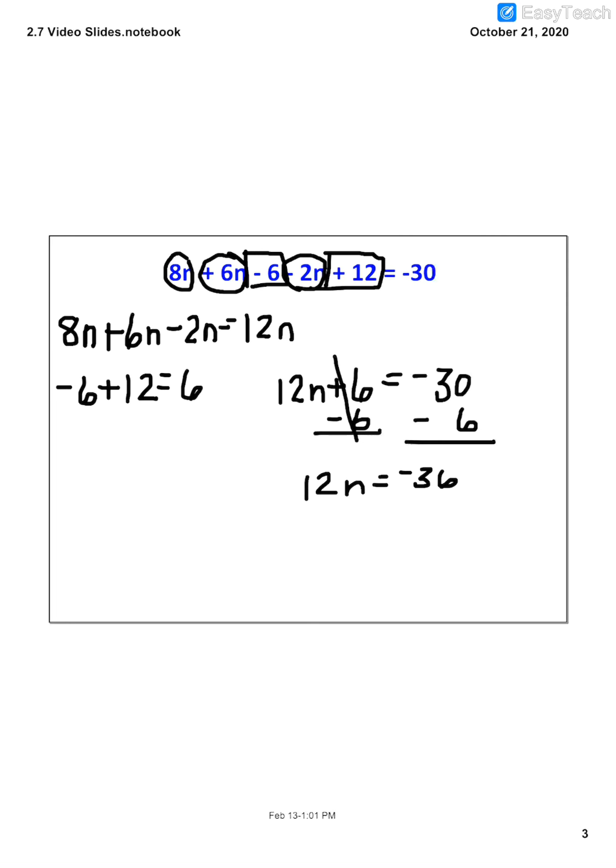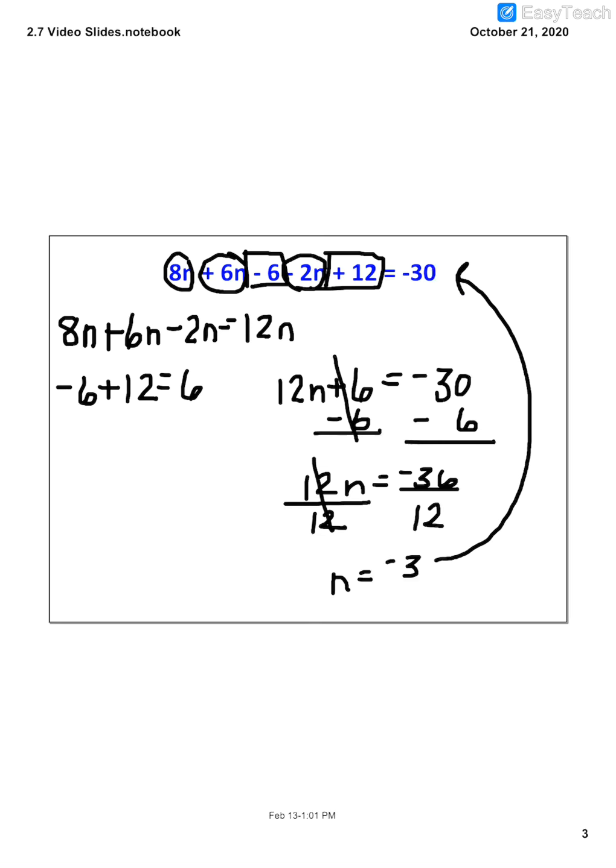12n represents multiplication, so the inverse of multiplication is division. I divide both sides by 12, and n is equal to negative 3. So again, when I check my answer, I want to take this negative 3 and substitute it back into my original equation. So I have 8 times negative 3 plus 6 times negative 3 minus 6 minus 2 times negative 3 plus 12 is equal to negative 30.